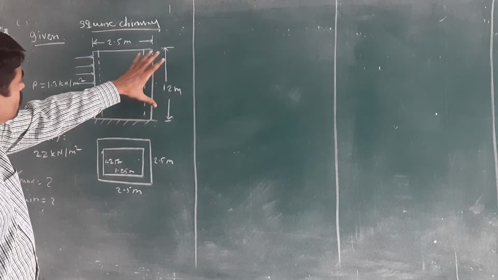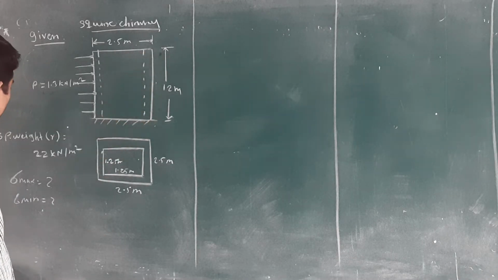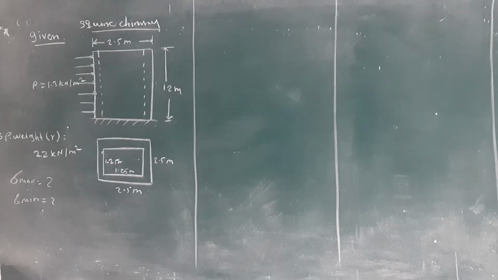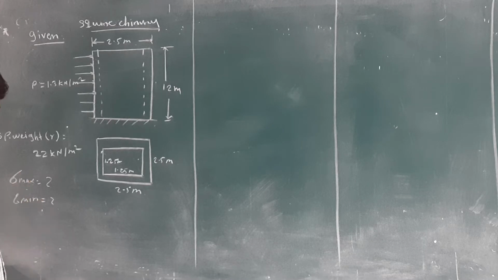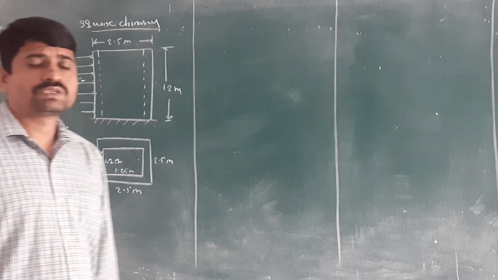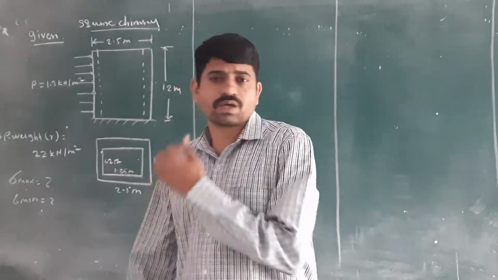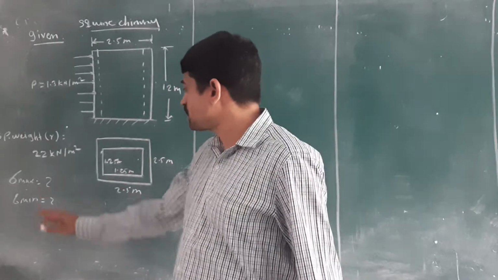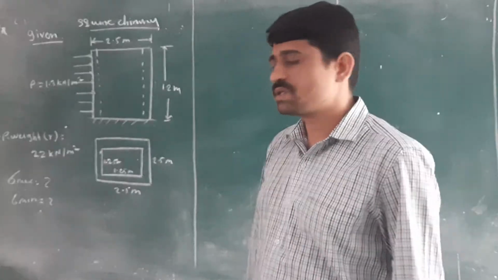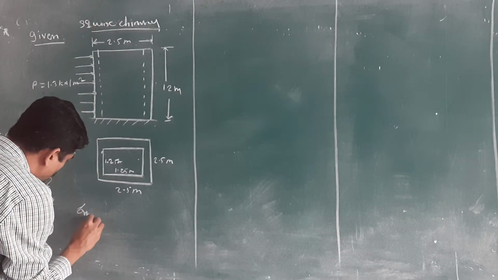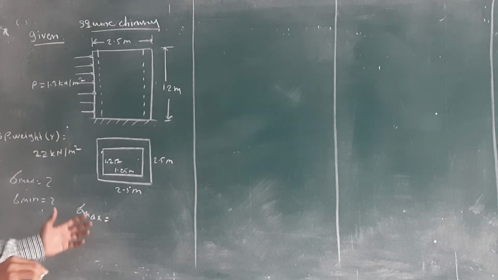Okay, and the height of the chimney is given as 12 meter. Also, the specific weight of the chimney is given as 22 kilonewton per meter square. Then what do we want to find out? We want to find out the maximum and minimum stresses at the base of the chimney. Then how to calculate the maximum stress and minimum stress? You know, we have seen some examples before that.